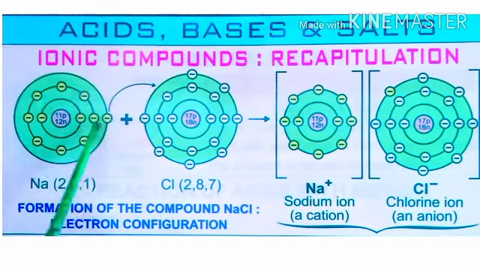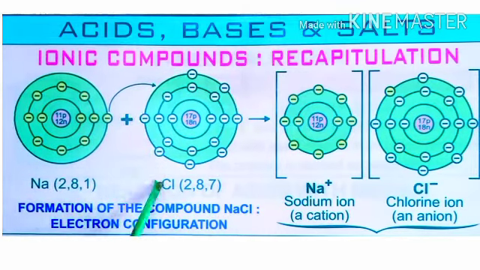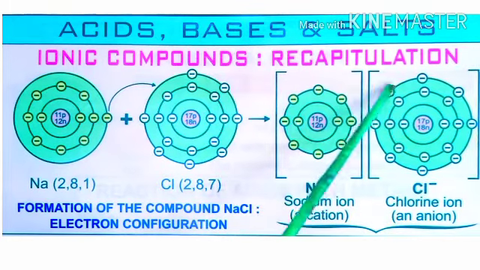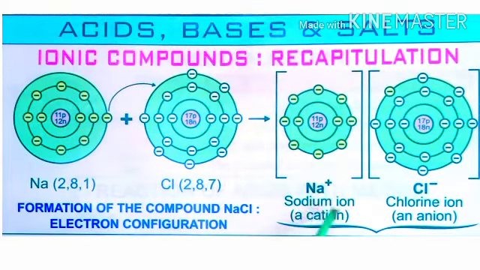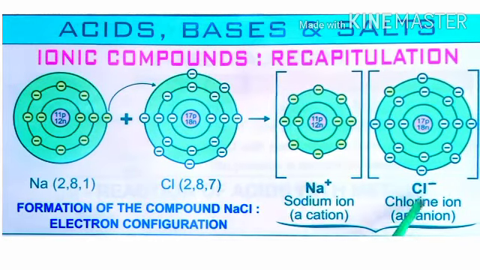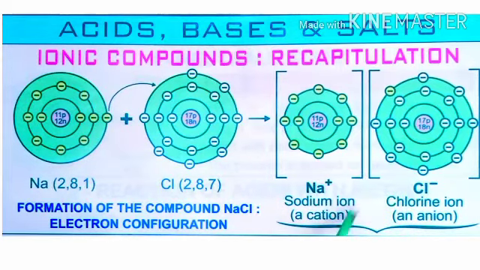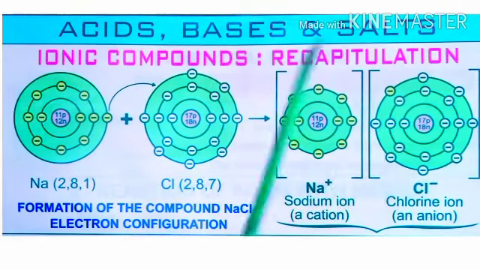This one electron is lost by the sodium and gained by the chlorine. So sodium becomes a positive ion and chlorine becomes a negative ion. Sodium positive and chloride ion negative combine together to form a compound known as NaCl or sodium chloride, and since they have positive and negative charge, they are known as ionic compounds.